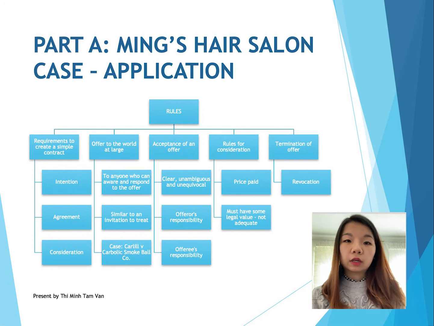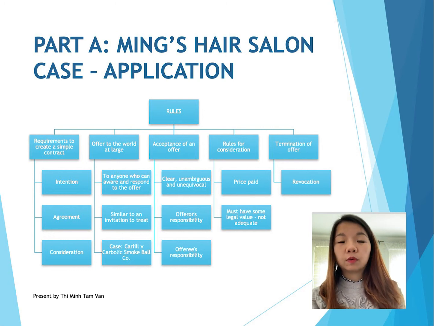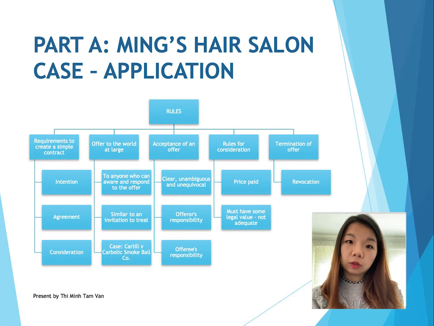And fourthly, we also need to understand the rule of consideration. Is it the price you have to pay to buy the promise of the other person? It must have some legal value, but it does not need to be adequate. And lastly, we also mention the termination of the offer, and specifically in this case, we apply the revocation.